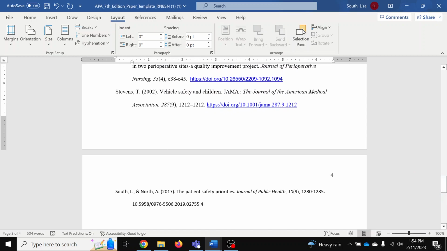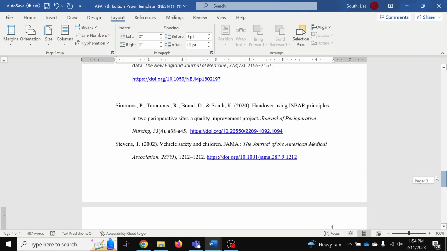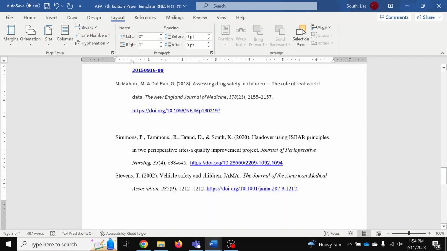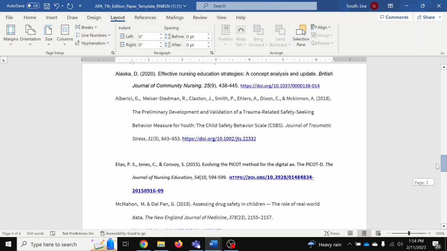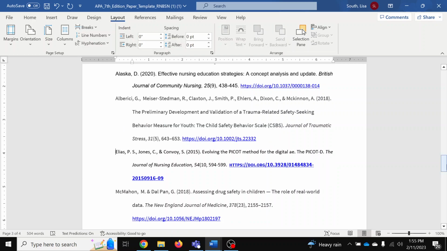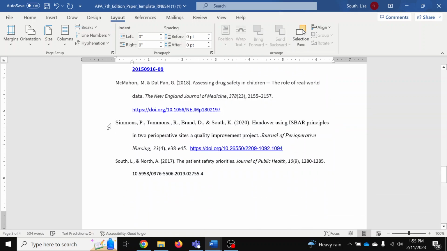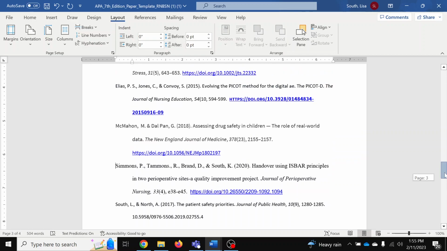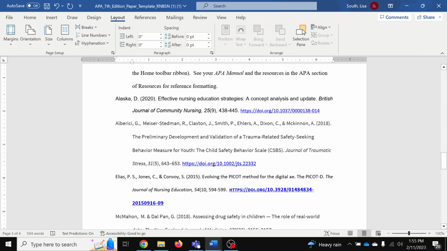A couple of other things I'm going to fix. HIJKL, so South would go up here between Simmons and Stevenson. And then there's space.